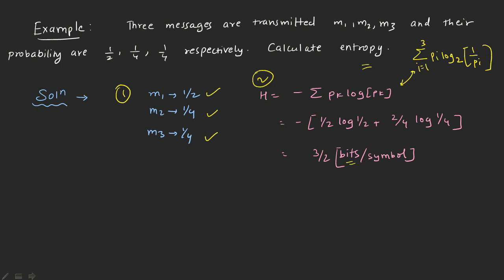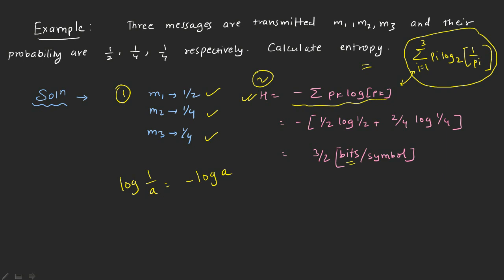Okay, so this is one way to write the formula. The other way is using the log property. What was the log property? If you have log of 1 by a, it can be written as minus log of a. Correct? This is the log property. So we are using that, and you can solve in this manner also.